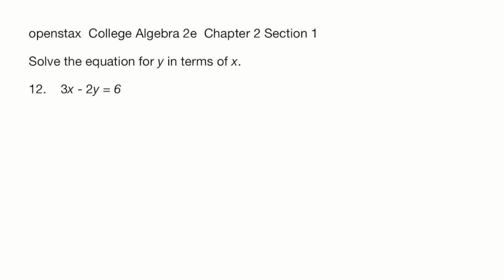All right, so let's write down what we have. 3x minus 2y equals 6. So let's subtract 3x from both sides. And we get minus 2y is equal to minus 3x plus 6.